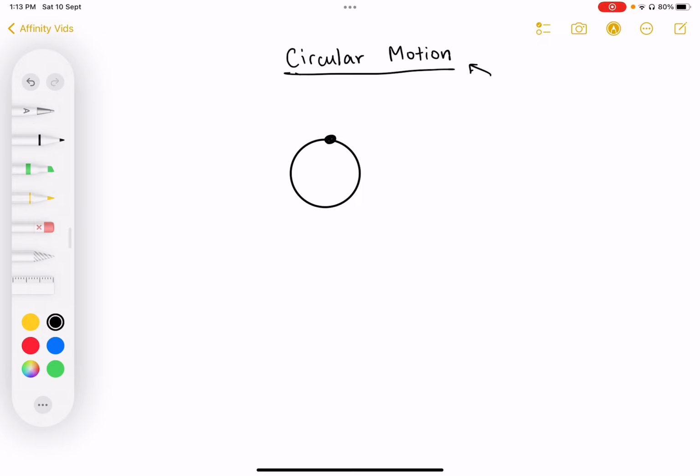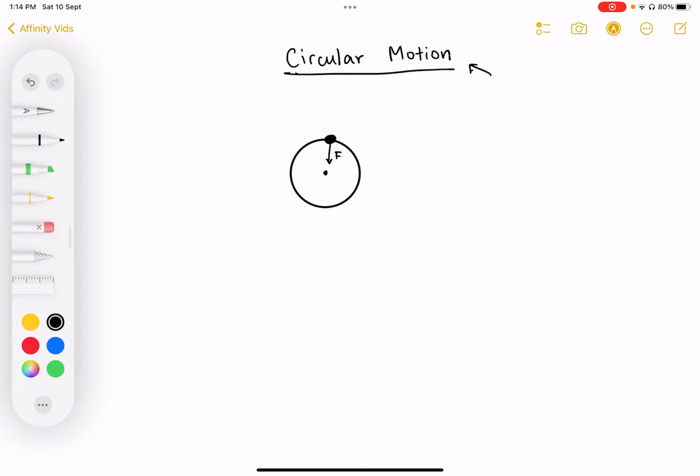The first thing we need to know is that there's a force on this object towards the center of its path. And we're going to call this the centripetal force. But it's important to note that this isn't actually a type of force, but it's the name that we give to the net force causing circular motion. So this force is going towards the center of the circular path. And that's basically what's causing this object to move in this motion.